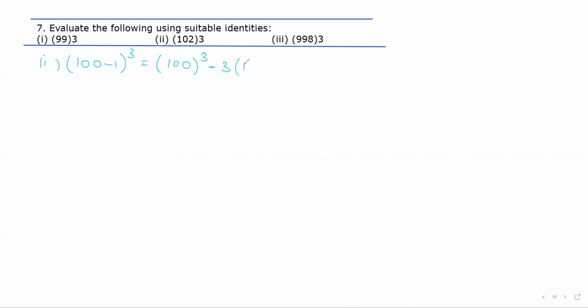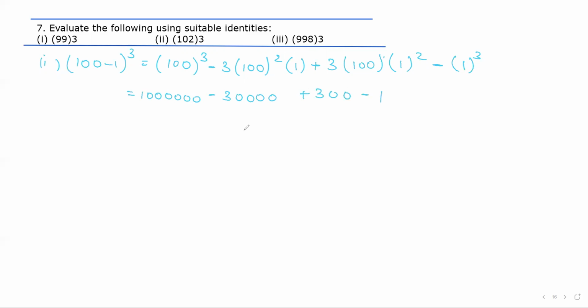minus 3a square b plus 3ab square minus b cube. Which is 1,000,000, since there are 2 zeros, there should now be 6 zeros, minus 3 times 10,000, so 30,000, plus 300 minus 1.